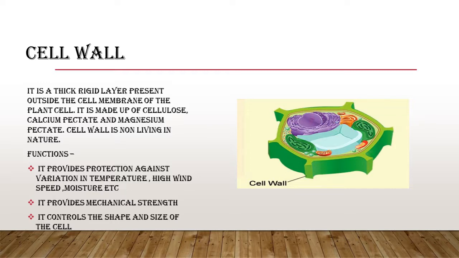Now in the previous part we used the word cell membrane, which is also known as plasma membrane. But here it is written cell wall. So cell wall and cell membrane are two different things. Cell wall is a thick, rigid layer present outside the cell membrane. Cell membrane is the outermost layer present in all types of cells.